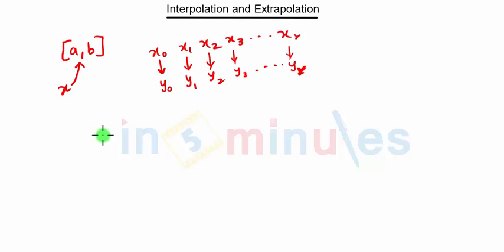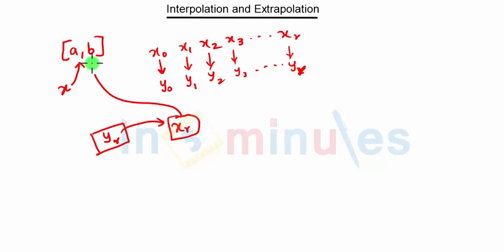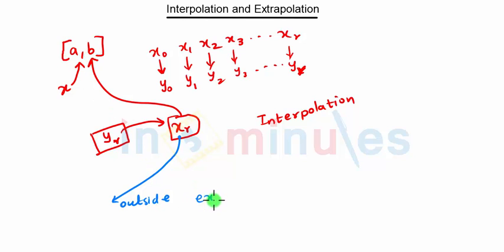So if we have to find the value of y, let's say we have to find the value of yr. To find the value of yr, we need x of r. And if this x of r belongs to this interval, then it is called interpolation. If this x of r belongs outside the interval of A and B, then it is called extrapolation.